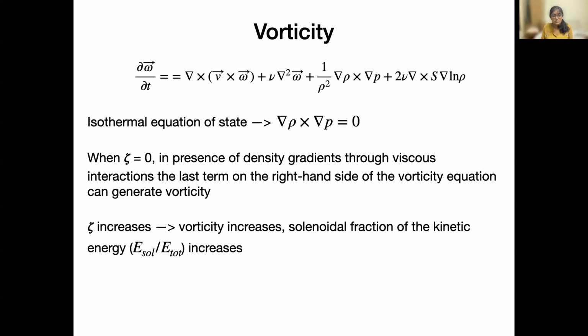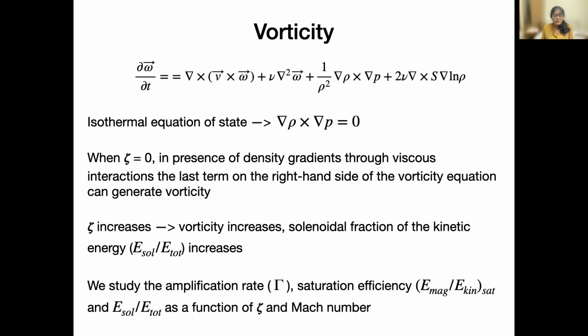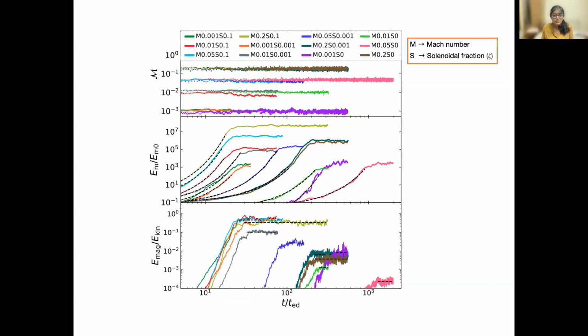When zeta is non-zero, we continuously inject vorticity into the plasma. And in this case, we see that the solenoidal fraction of the kinetic energy increases. We study the amplification rate gamma, the saturation efficiency, and the solenoidal fraction of the kinetic energy as a function of zeta and the Mach number.